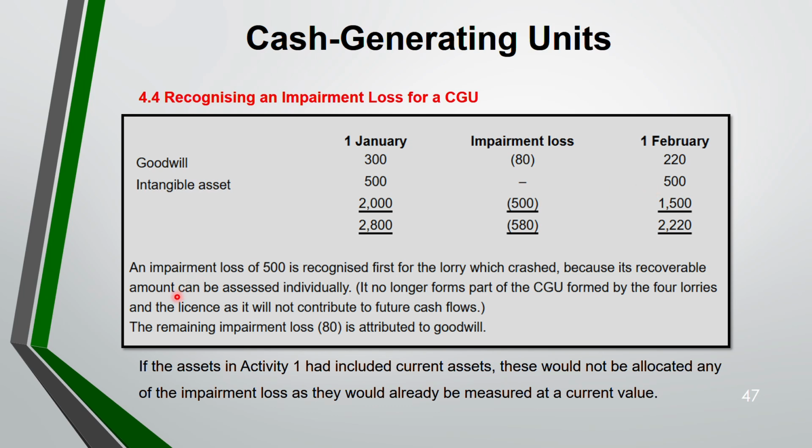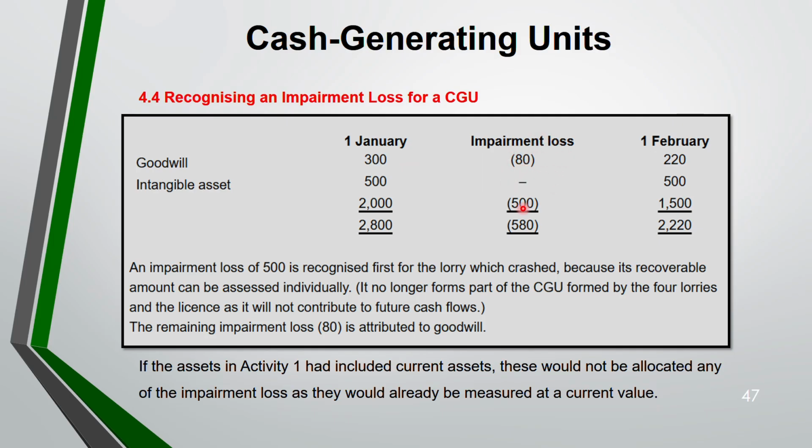So, the remaining impairment loss. How do you know the remaining impairment loss? Very easy. What did they say? What is the recoverable amount? 2,220. This is the amount they have given. So 1,500 is the amount of your lorry, 500 is your intangible asset, and the balance is 220. To get this 220 from 300, 80 is the impairment loss.